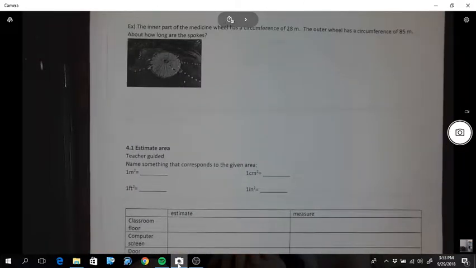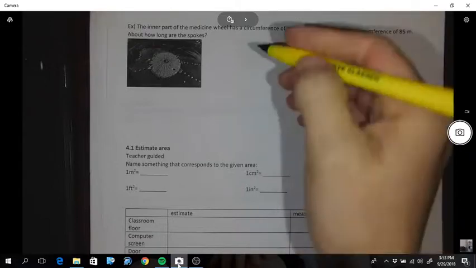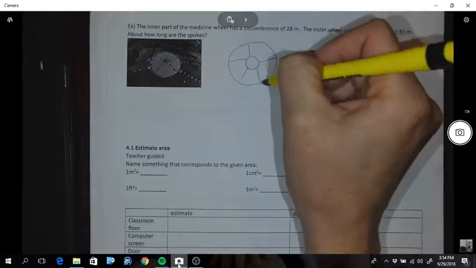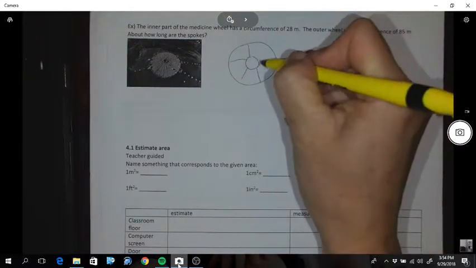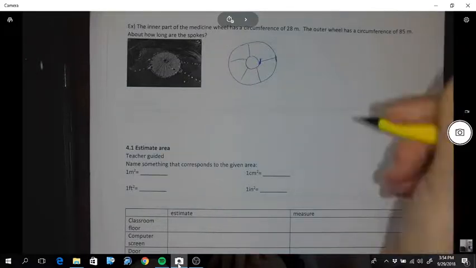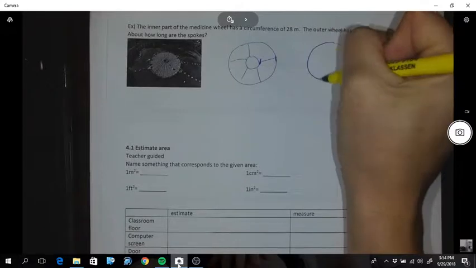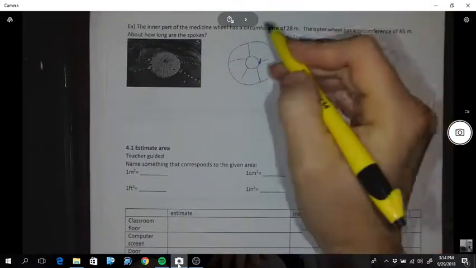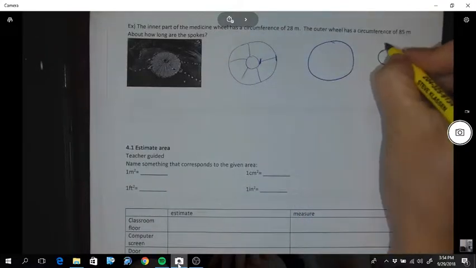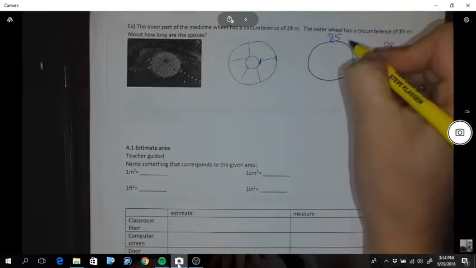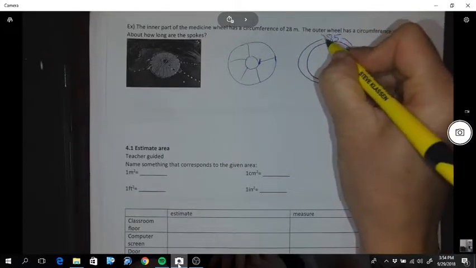Okay, last question here. We have a medicine wheel. So a medicine wheel looks like that. And it's like a bike, right? And we have spokes of our wheel like that. Okay, so let's take this into two circles. We're going to have an outer circle and an inner circle. The circumference of the inner part is 28 meters all around, and the outer one is 85 meters all around.